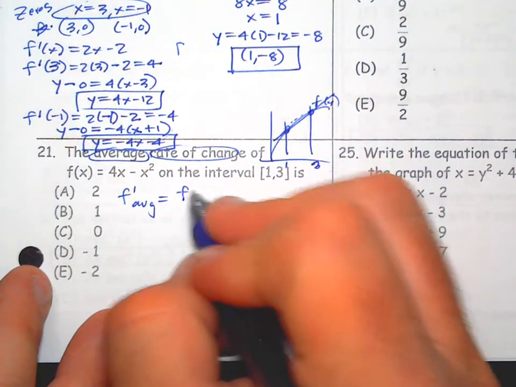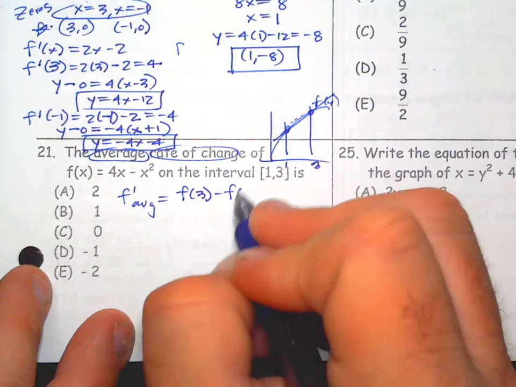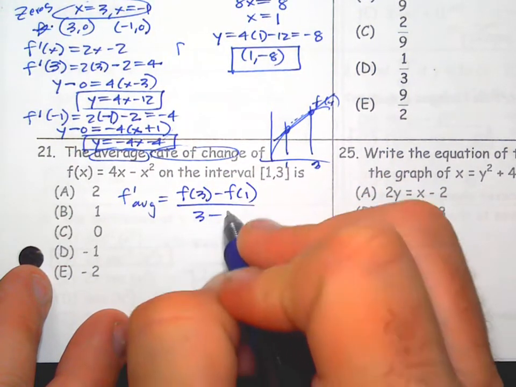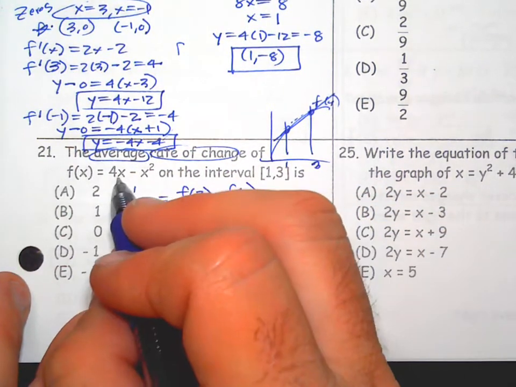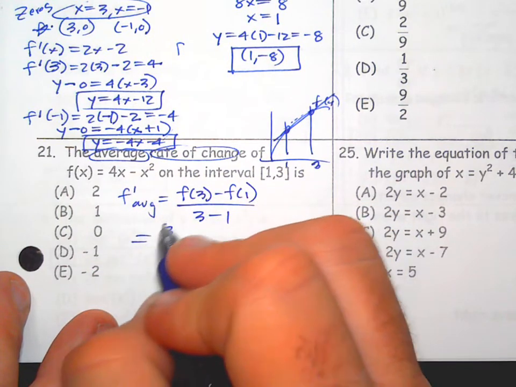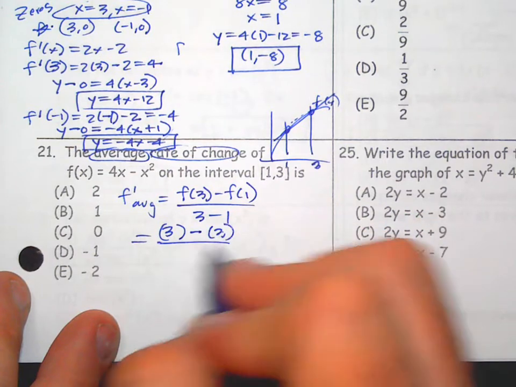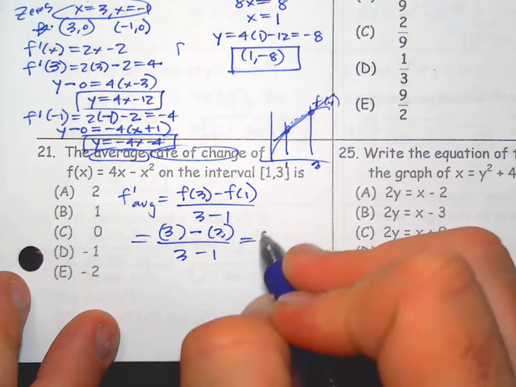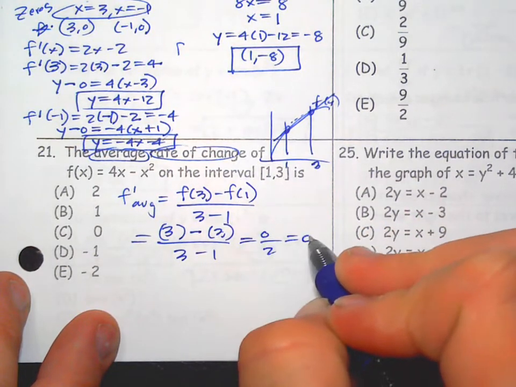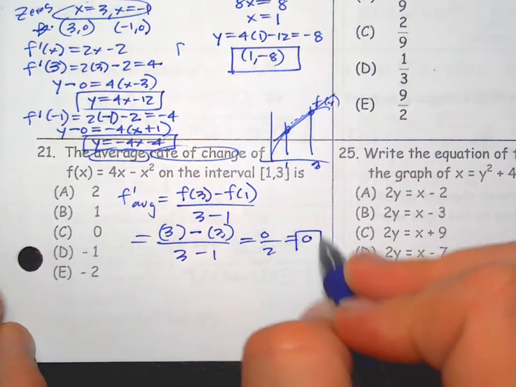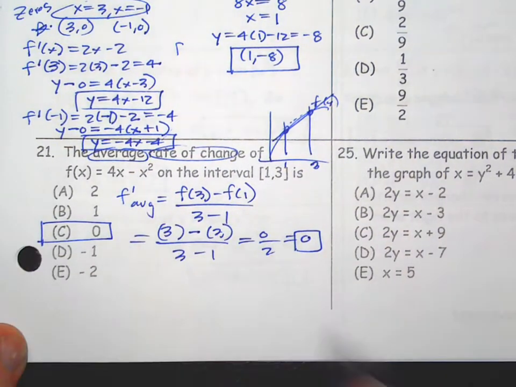So we're going to do f of 3 minus f of 1 over 3 minus 1. So this is the setup. If you plug 3 in, you get 12 minus 9, which is 3. Plug 1 in, you get positive 3. So we get 0 over 2, which is 0. So the average slope is 0. It's flat. That was just a rough example of the idea.